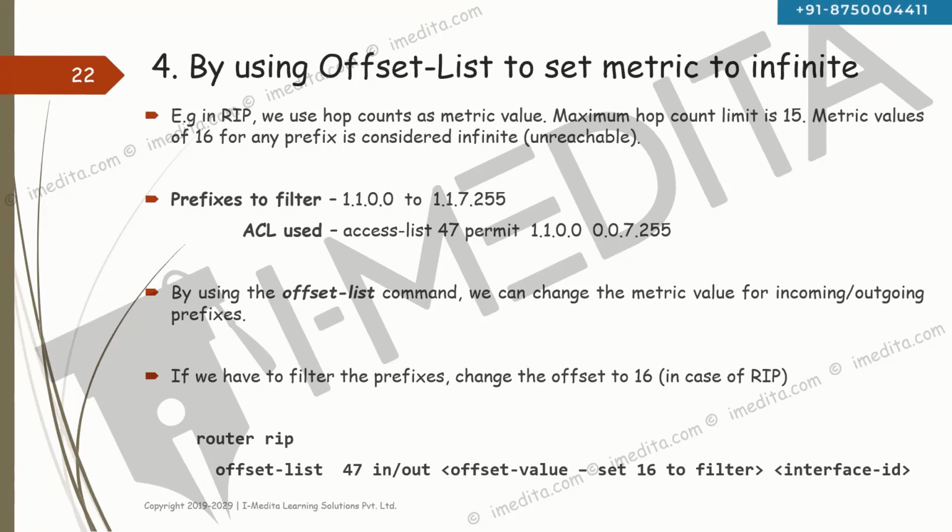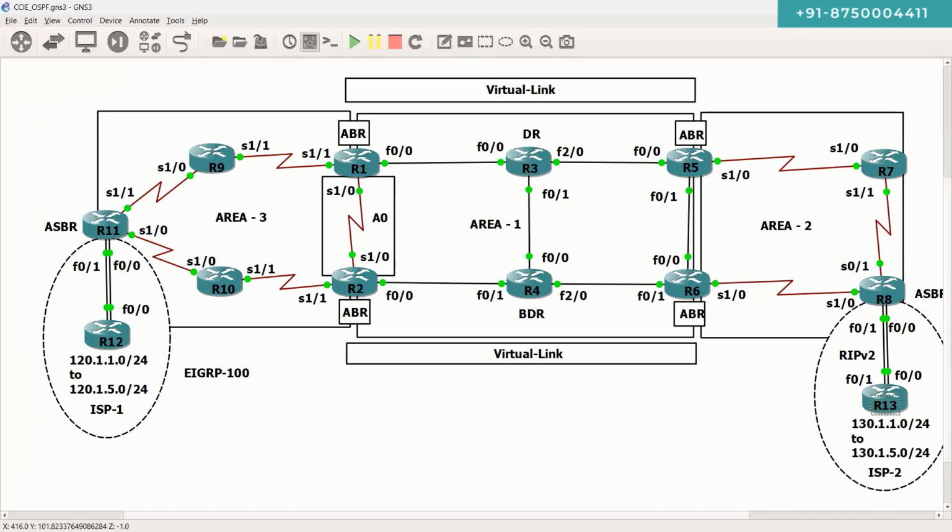So offset list we can use to tune the metric value. If you increase the offset list, we can increase the metric value. And if you increase the metric value so much that it reaches infinite, the route is going to be filtered. For example, in protocols such as RIP, you see here, let's go to router number 13.